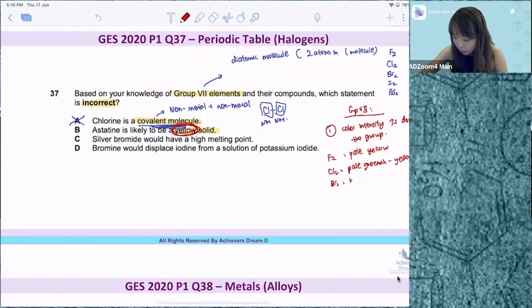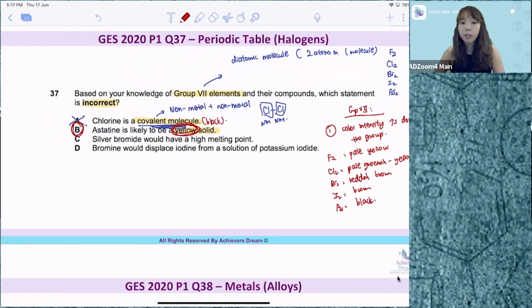Bromine is reddish brown. Iodine is brown. And astatine, you would expect to see a black color. So down the group, it gets darker and darker. So I wouldn't expect to see a yellow solid, I should expect to see a black solid. So option B is an incorrect statement.